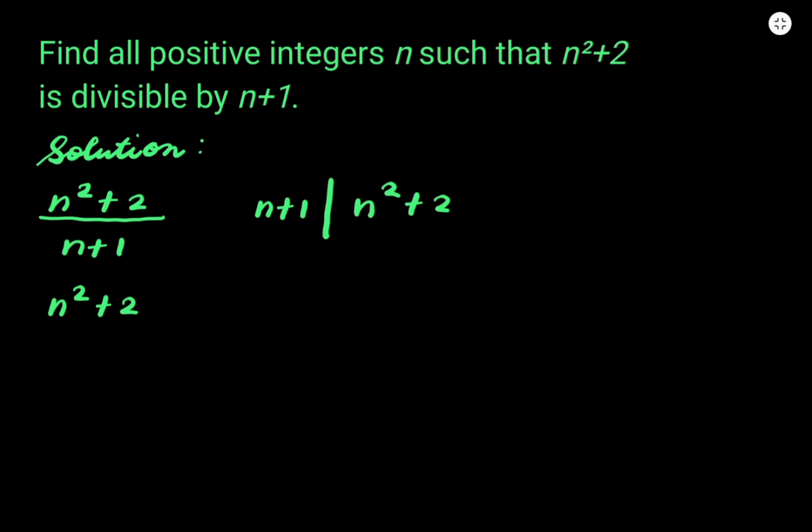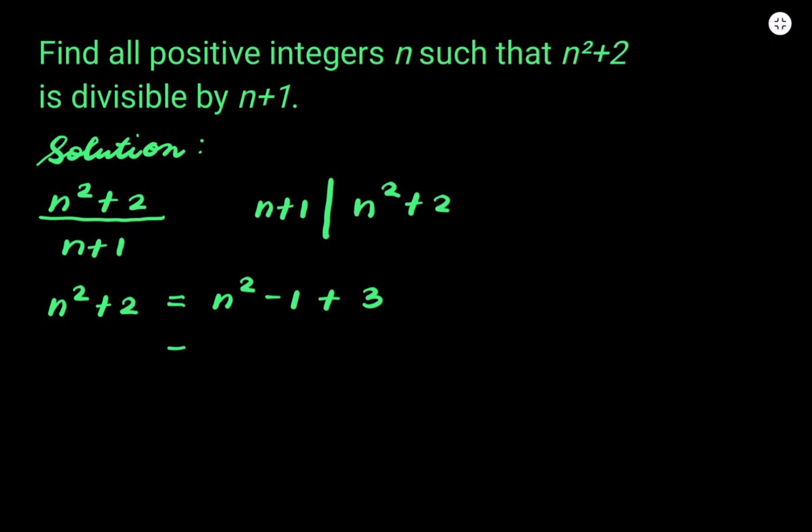And to do that, recall from algebra that n plus 1 is one of the factors of n squared minus 1. So n squared plus 2 is equal to n squared minus 1 plus 3, right? Negative 1 plus 3 is equal to 2. So the left side and the right side are equal.